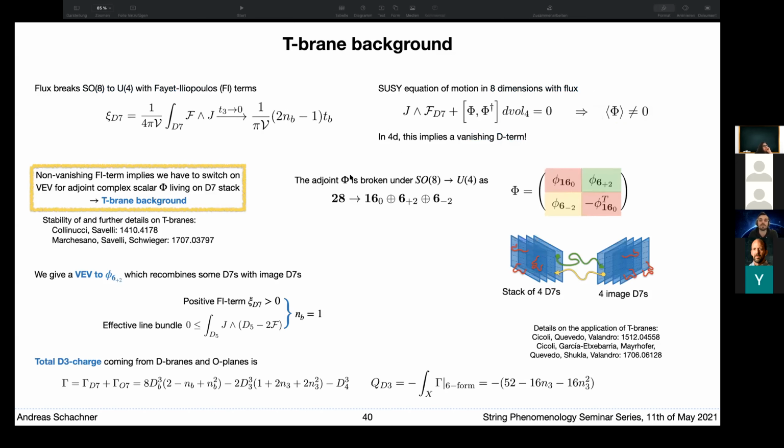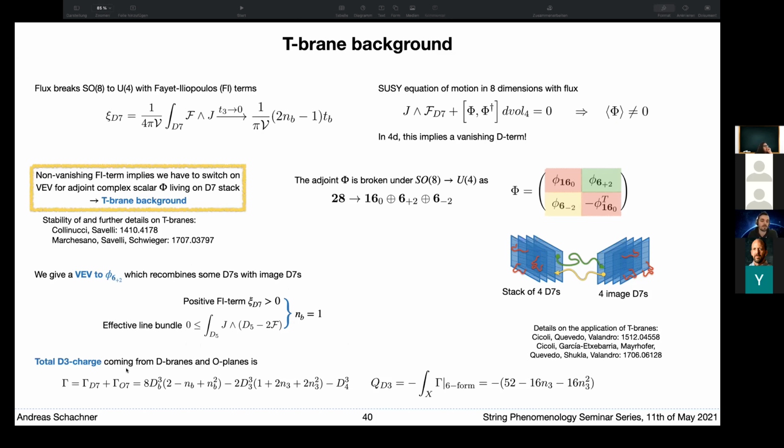Under this breaking, the adjoint scalar decomposes in this particular way, where the red blocks correspond to open strings on either the stack or on the image, while the off-diagonal blocks correspond to open strings stretched between the stack of D7s and the image with the two orientations. Now, in our case, we choose to turn on a VEV on the upper triangular block, which means that some of the D7s recombine with some of the image D7s. And consistency conditions for turning on this VEV imply that we have to pick a flux N_B on the volume divisor to be equal to 1.